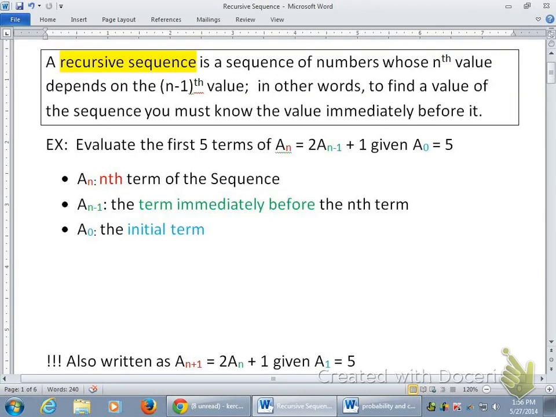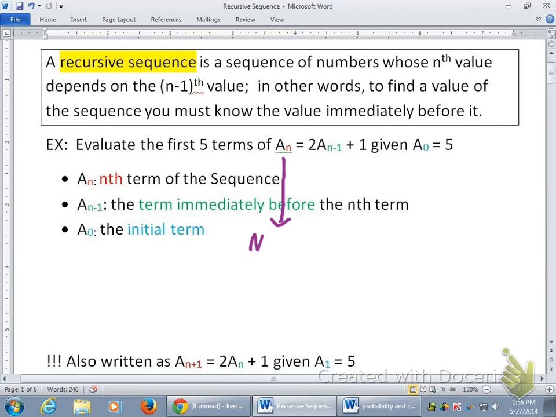So what we're going to do is we're just going to look at what the nth term represents. Okay, if I want the nth term, then I need to know the n minus 1 term. I need to know the term that happens in front of it. So if I want the 10th term, then I need to plug in the 9th term into this equation. Another way of saying that is this.